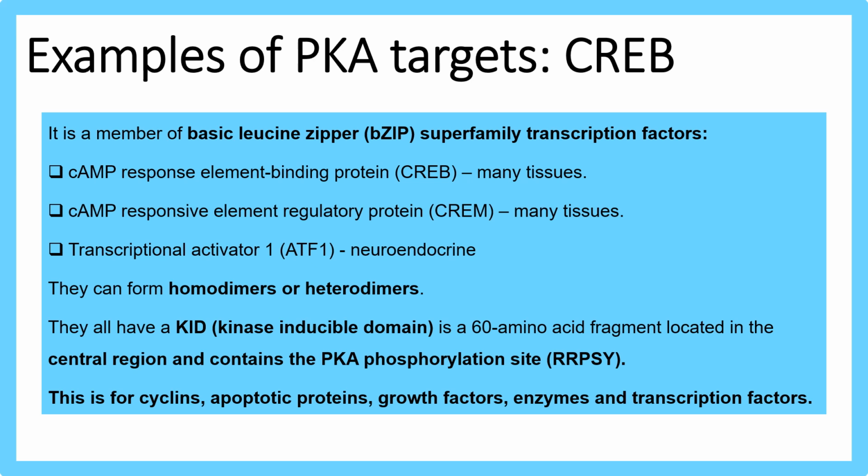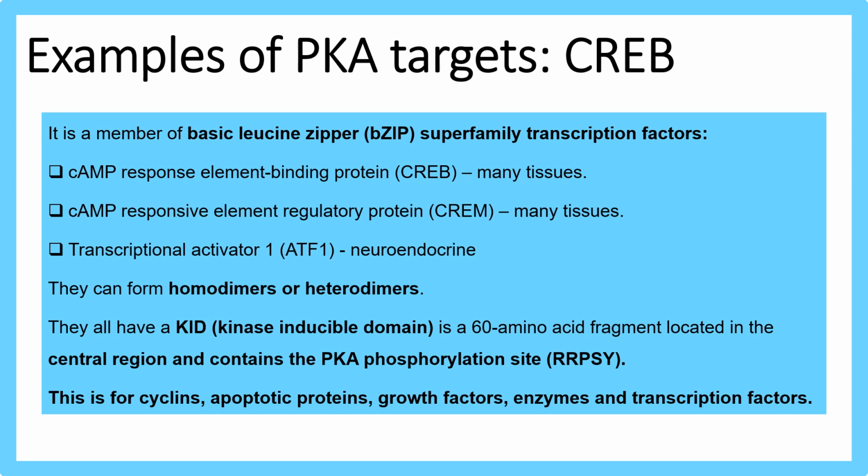So one of the targets for PKA is CREB. CREB is a type of transcription factor, and it's a member of the basic leucine zipper, bZIP, superfamily of transcription factors. And it can be found in many types of tissues. There are other types of transcription factors that belong to the superfamily. That's called CREM, which is also found in many tissues. So you've got a cAMP responsive element modulator protein. And you also have activating transcription factor 1, ATF1, that's found in neuroendocrine tissues.